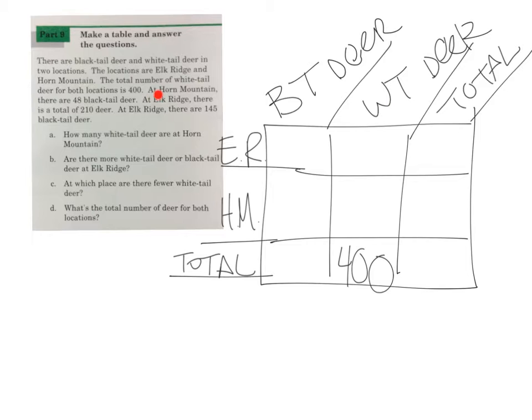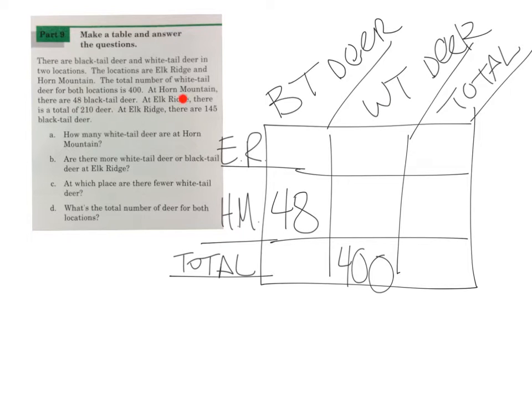And then it says here that at Horn Mountain, there are 48 black-tailed deer. So I'm going to look across Horn Mountain, and it says that there are 48 black-tailed deer. So 48 goes over here.